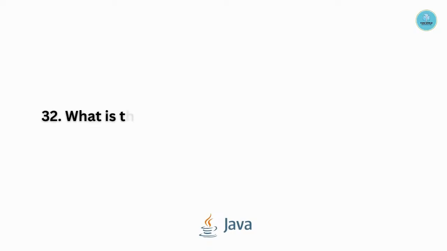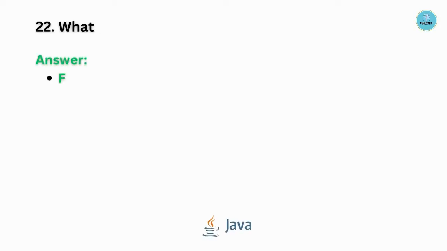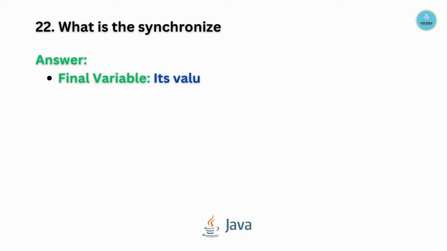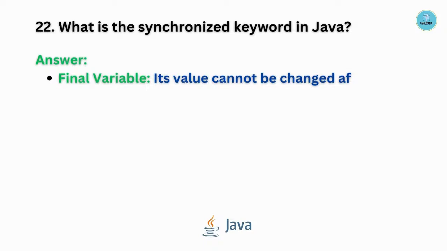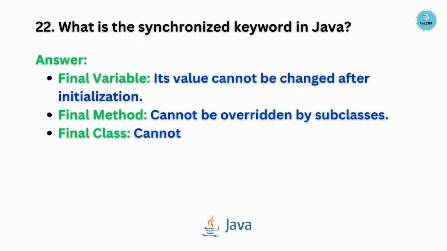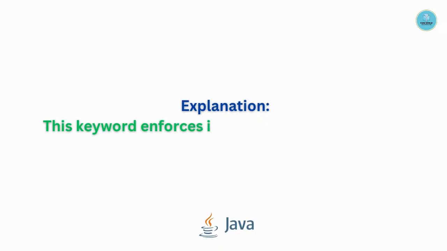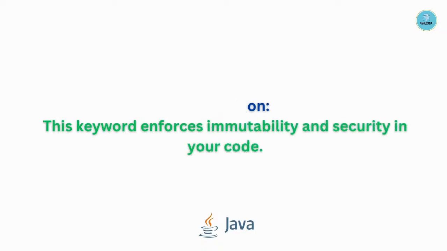Question number 32. What is the purpose of the final keyword in Java? The final keyword can be used in three different ways in Java programming: final variable, final method, and final class. Final variable, its value cannot be changed after initialization. That means it becomes constant. Final method cannot be overridden by a subclass. And final class cannot be extended. Example is as follows. This keyword enforces immutability and security in your code.